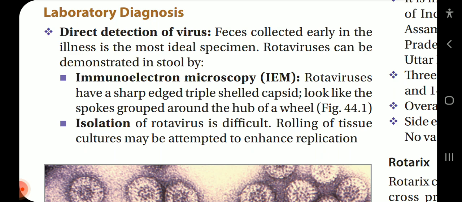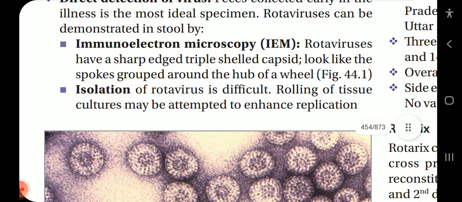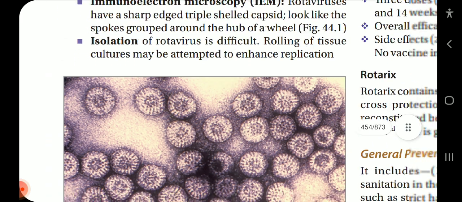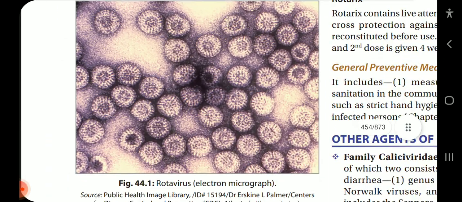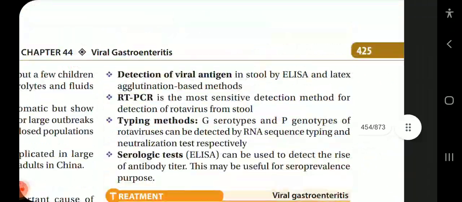Rotavirus can be demonstrated in stool by immunoelectron microscopy, IEM. Rotaviruses have a sharp-edged, triple-shelled capsid and look like spokes grouped around the hub of a wheel. Isolation of rotavirus is difficult. Roller tube tissue cultures may be attempted to enhance replication. In this figure, we can see the rotavirus electron micrograph, which shows a wheel-like appearance.